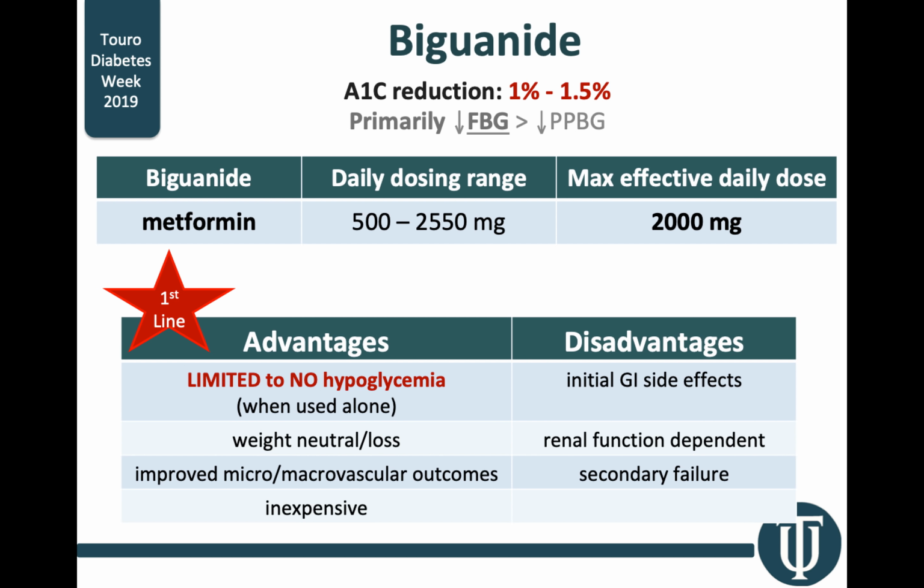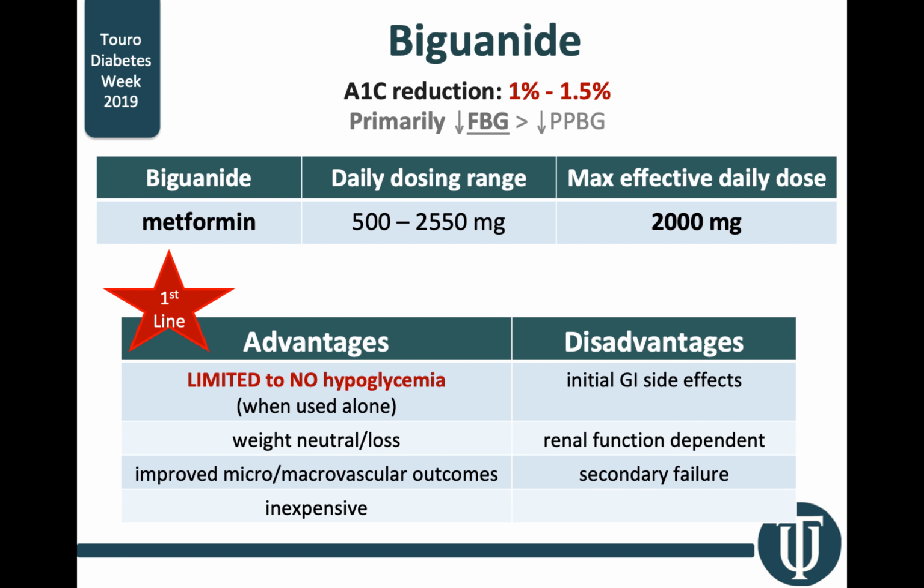So what are some advantages and disadvantages of metformin? And here is important. Because this is an insulin sensitizer, it does not push the body to produce more insulin. So we don't have to worry about hypoglycemia. And this medication is considered weight neutral mostly. And there were some studies showing that metformin can improve micro and also macrovascular outcomes. And this medication is really cheap.